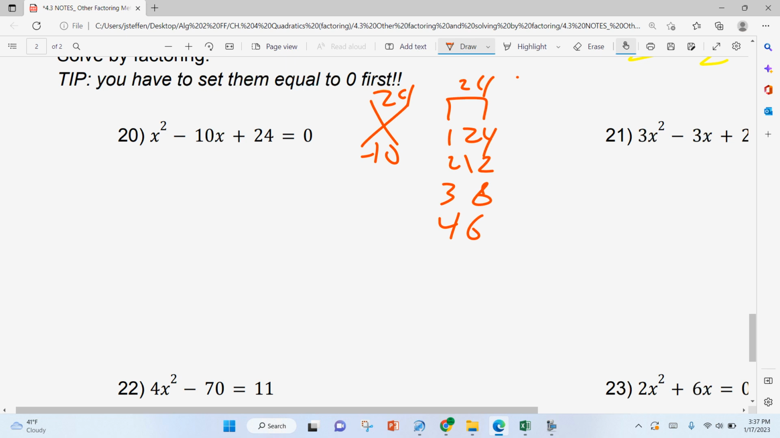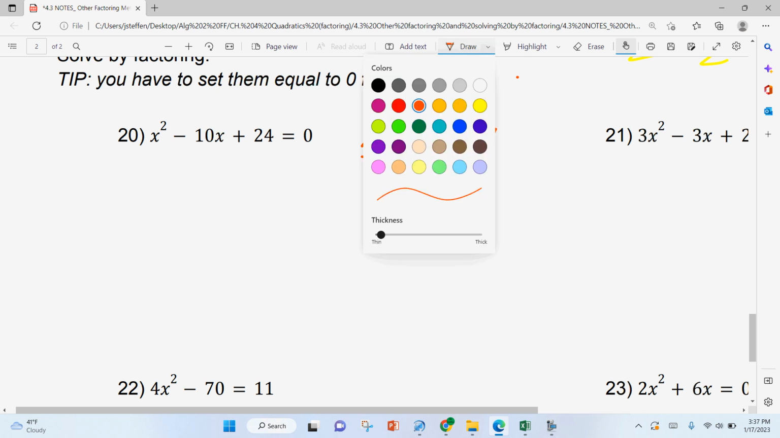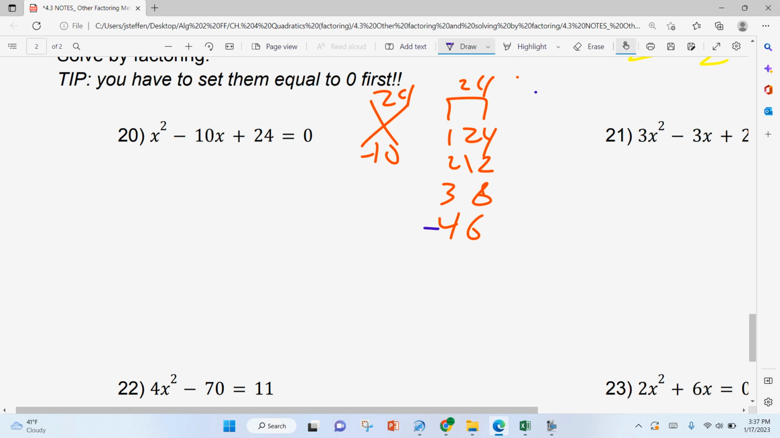The ones that are going to be negative 10 are 4 and 6, but remember, the product is going to be positive 24, so we need to change both of them to negative. Negative 4, negative 6. Double check. That does multiply to be positive 24, and does add up to be negative 10. So we end up with x minus 4, x minus 6 is equal to 0.